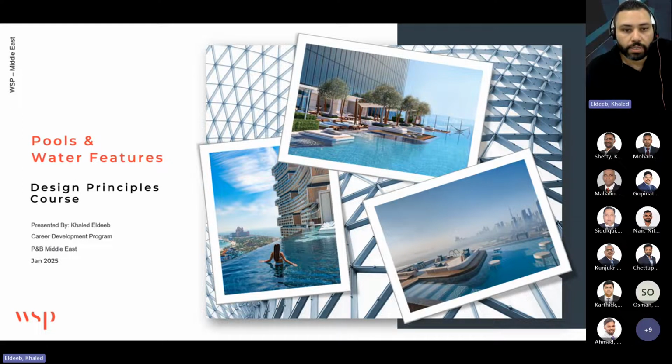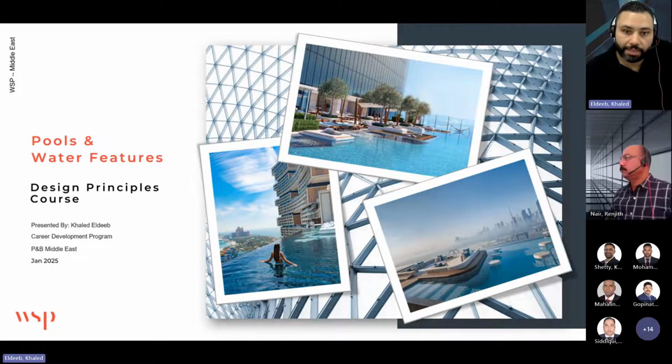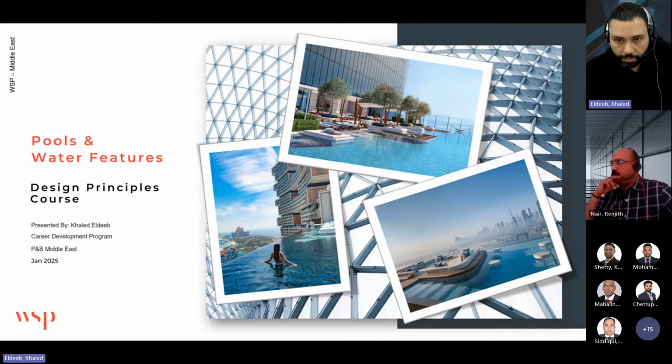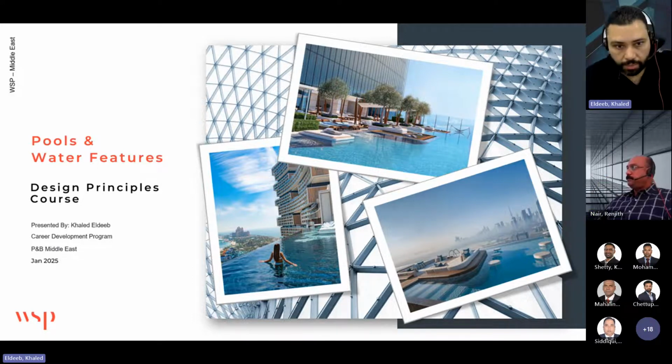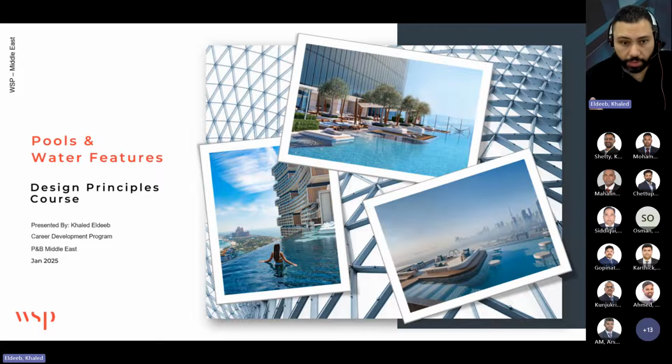Okay, so this course is not just design principles as it is displayed on the screen, but actually it is much more than that. It will be like a complete design course. We will learn everything, including how to deliver a complete project. So by the end of it, if you stayed engaged, focused, and attended all sessions with me, I promise you, you will be able to design a swimming pool on your own.